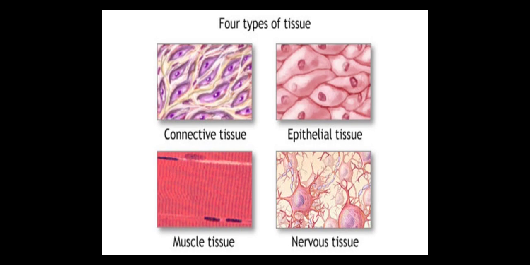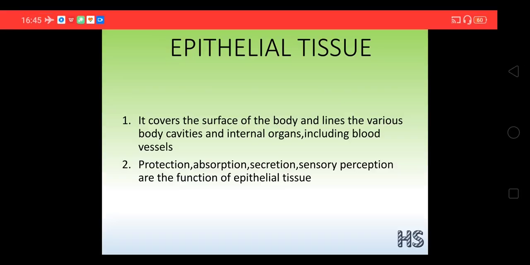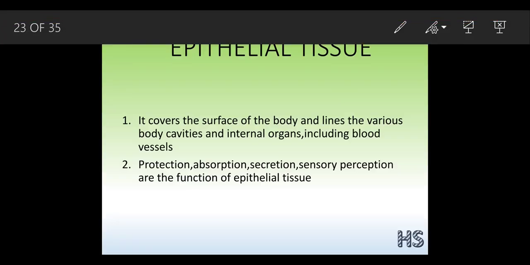These are the four different types of tissues. As we can see out here, that's connective tissue, epithelial tissue, muscle tissue, and nervous tissue. So basically these are the four different structures of tissue. So let's discuss the first tissue, that is the epithelial tissue. Okay, so first understand the word epithelium.